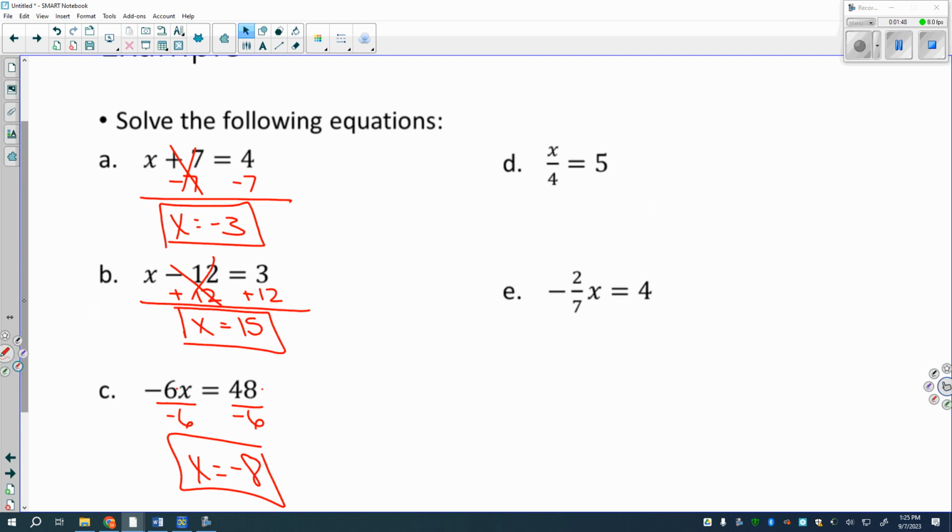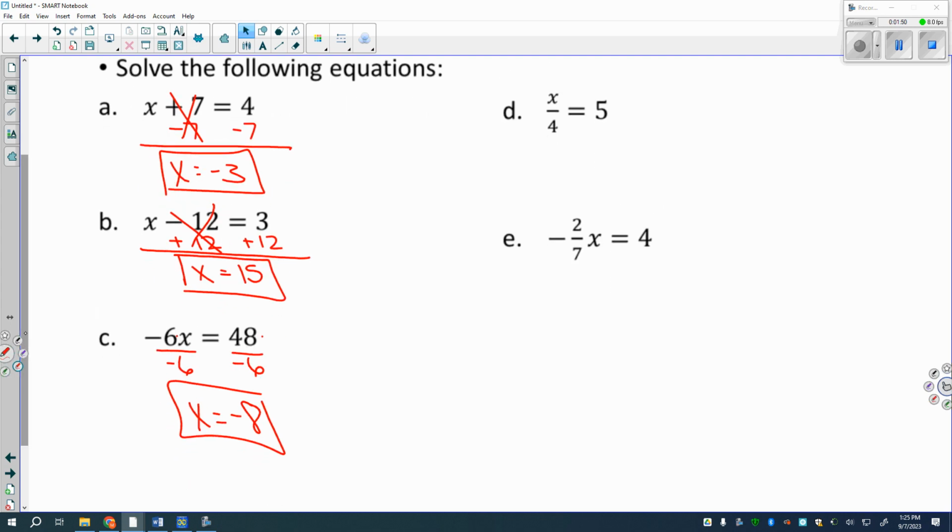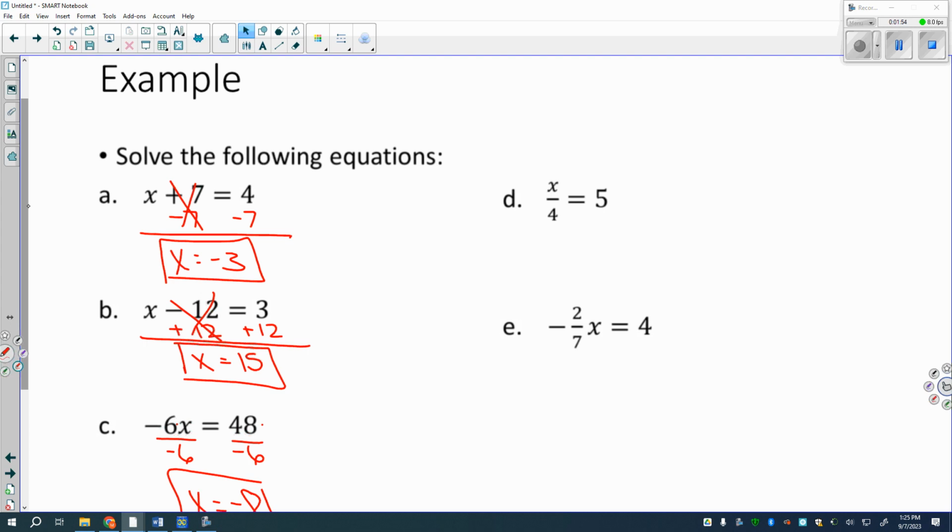Now, just like on part C, I wrote division as 48 over negative 6. Up here, when I have x over 4, that means division. So to undo that, I'm going to multiply both sides by 4. And that will get rid of the 4 there. That cancels out. And then x equals, and 5 times 4 is 20.